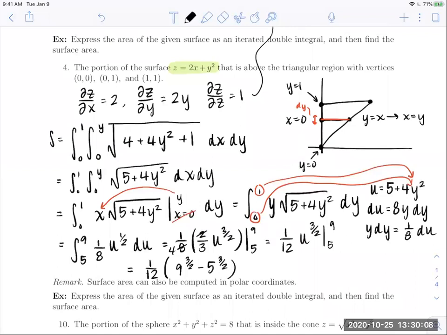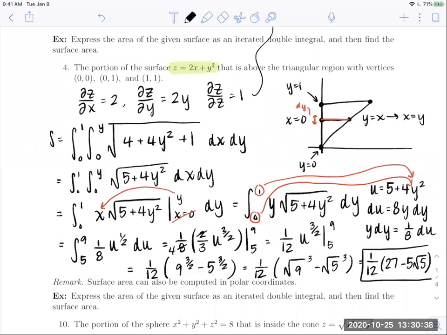Technically speaking, I would give you full credit right here. However, we can reduce 9 to the 3/2 power. That's the square root of 9 cubed minus the square root of 5 cubed. Square root of 9 is 3. 3 cubed is 27. So I have 1/12 times 27 minus 5 root 5. All right, so there's our final answer, but I will also box in this previous answer. If you didn't want to simplify your 3/2 power, that would have been fine as well.